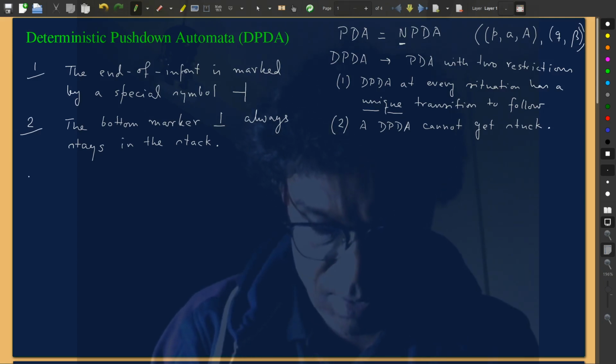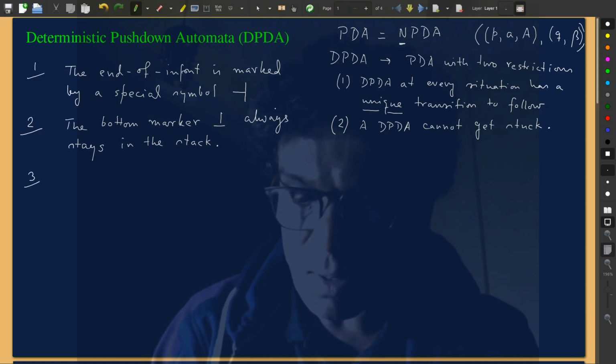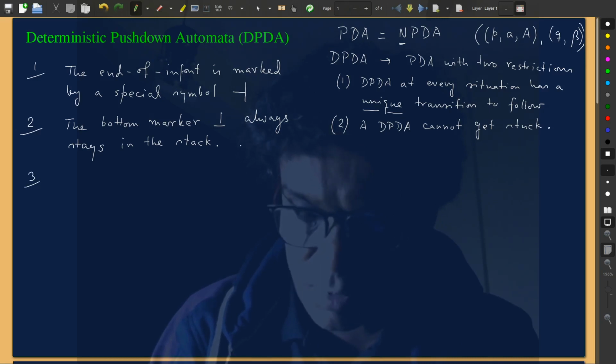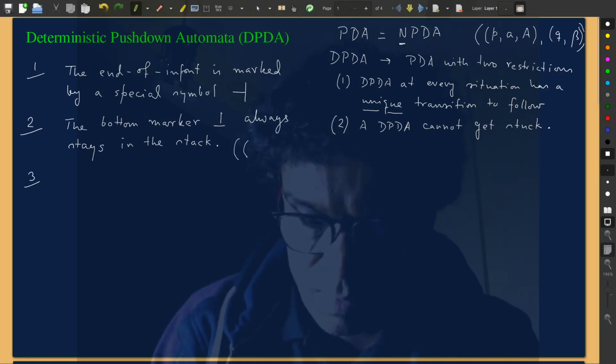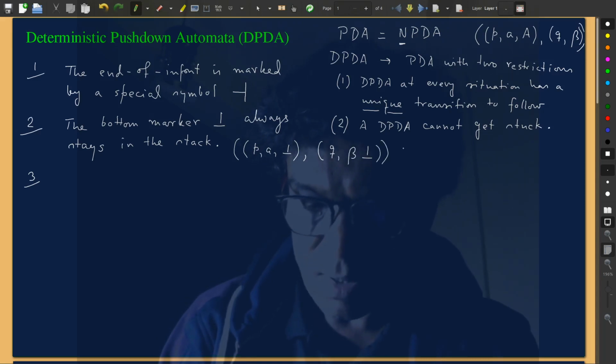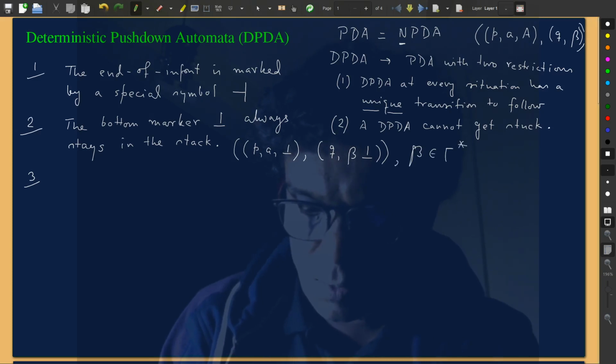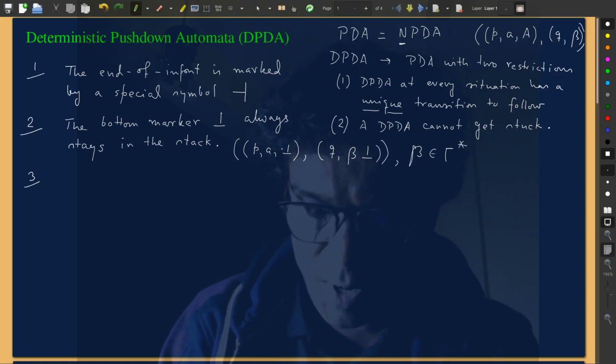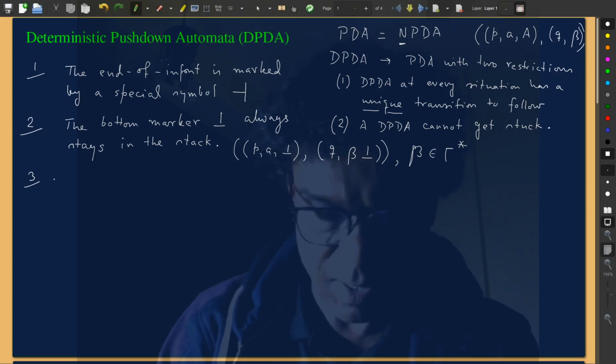The third change I need to make is that, of course, it is allowed to have some transitions of this form, but then it must push that thing back to the stack. Possibly it will write something more, for some beta in gamma star. So this kind of transition is allowed, but the bottom marker cannot be permanently popped out from the stack.